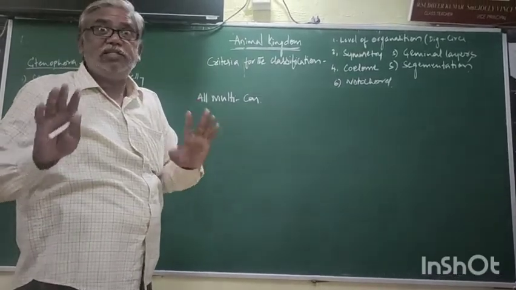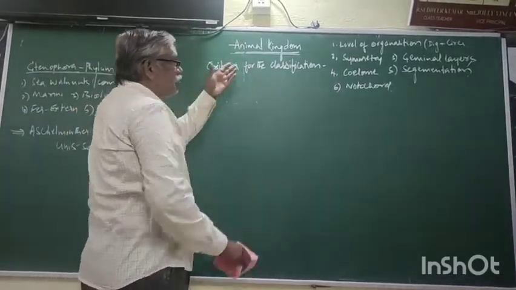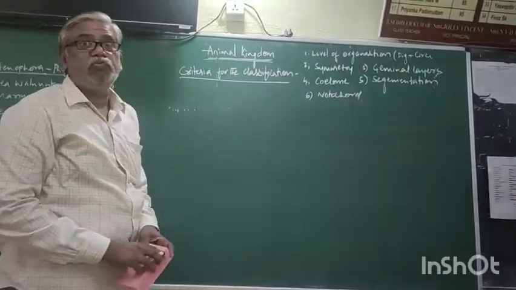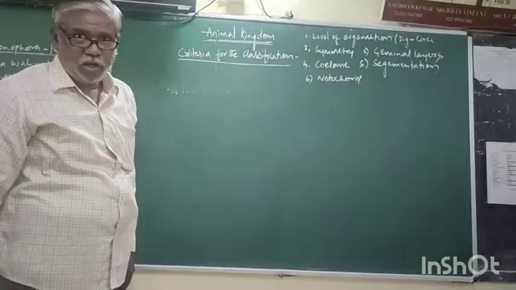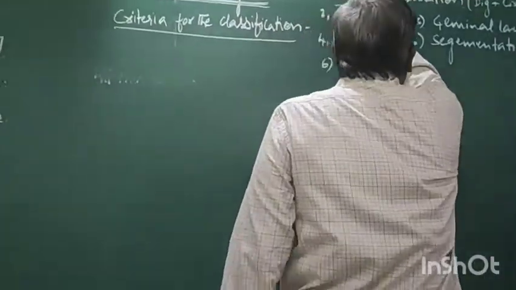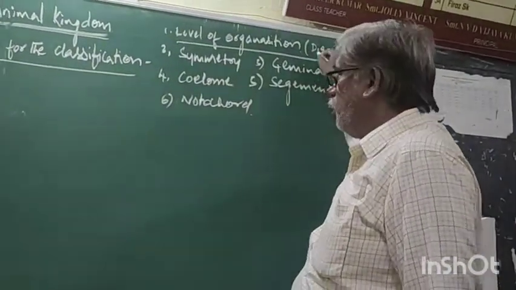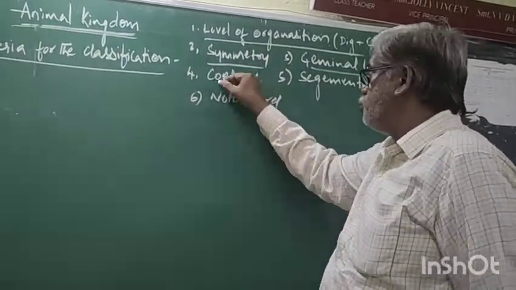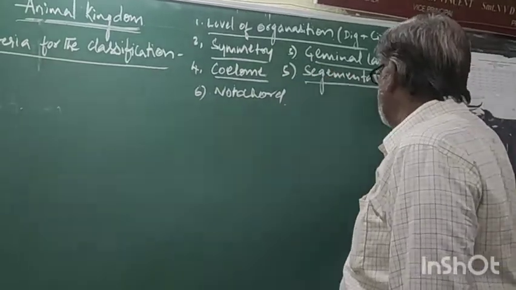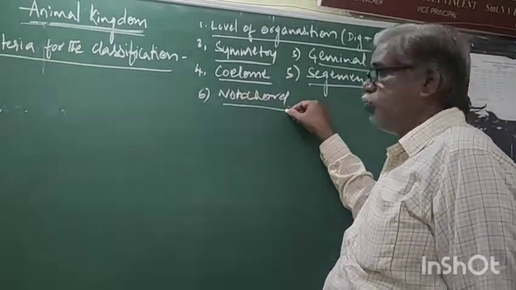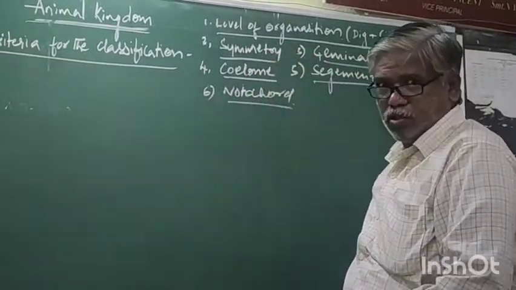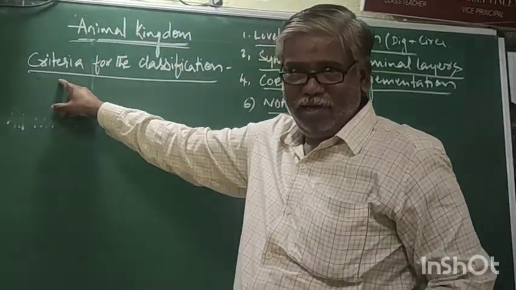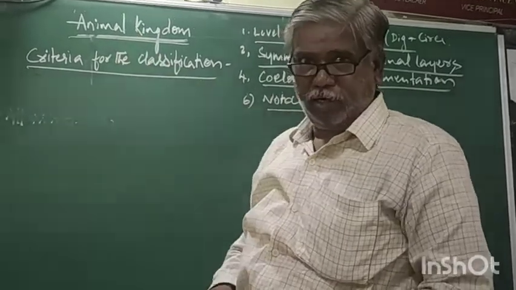Now, this animal kingdom is further classified into phyla. Actually, 30 phyla are there, based on some criteria. Some important features are level of organization, symmetry, germinal layers, coelom, segmentation, and notochord. These features are considered as the criteria for the classification of the animal kingdom.